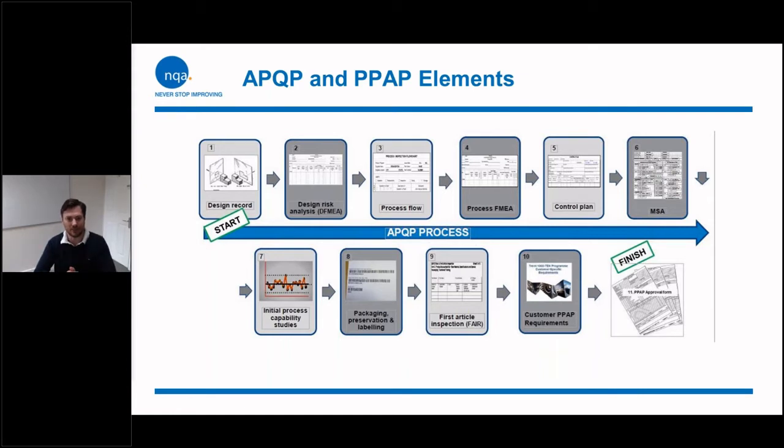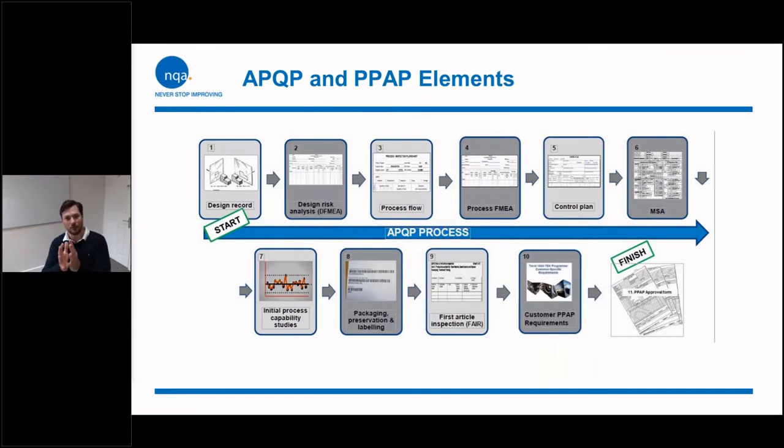These are some of the elements that I think you could take out, even if you're not going to do the full APQP process. Control plans, and I've got a little bit of control plan at the end to run through. MSA, okay, so that's your calibration, think repeatability, things like that. Initial process capability studies, so that's your initial trials. Running things through, making sure your equipment's up to scratch, Cpk levels, things like that. Packaging, preservation and labelling, so that's the end part. And then your final FAIRs, which a lot of you are doing. And then customer PPAP requirements.